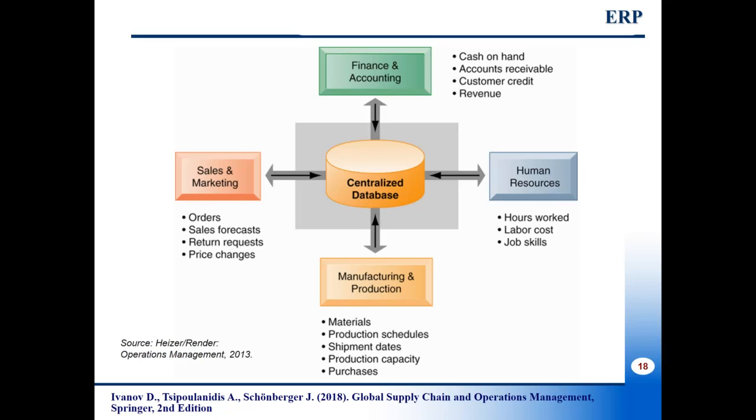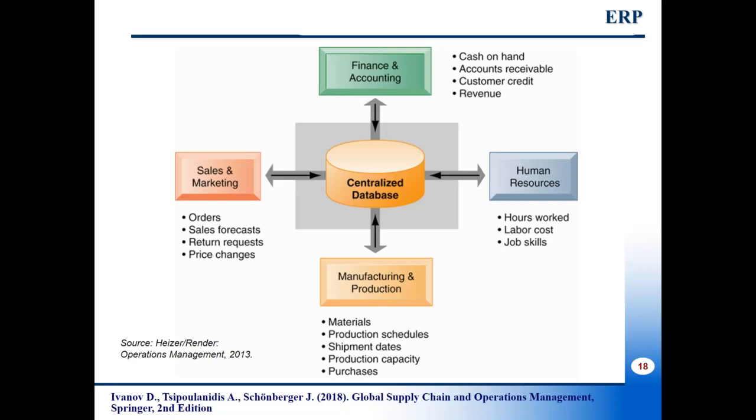So what are the functions in the finance and accounting blocks or modules? They are cash on hand, account receivable, customer credit and revenue. Sales and marketing includes orders, sales forecasts, returns, requests, and price changes. Manufacturing and production include materials, production schedules, shipment dates, production capacity, and purchases. Human resources include hours worked, labor costs, and job skills.